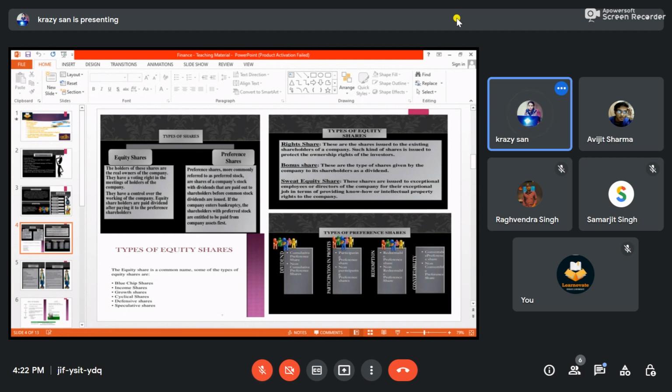Clear? Ma'am, but whose share will generally be higher? Obviously, equity shareholders' share will be higher.